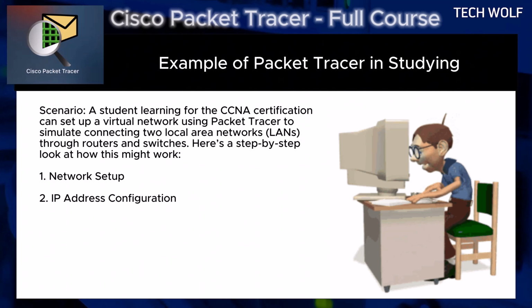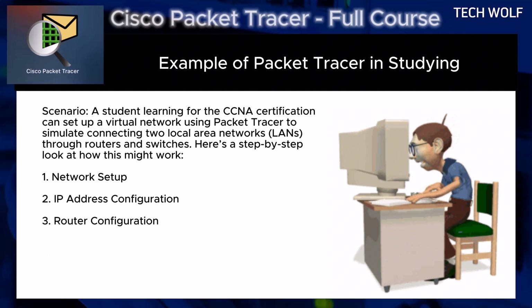Step 2, IP address configuration: the student assigns IP addresses to each device in the two networks and sets up a subnet mask and default gateway to enable inter-network communication. And step 3 is router configuration, where using the CLI or command line interface, the student configures each router with the necessary IP addresses and routes to enable packet forwarding between the two LANs.